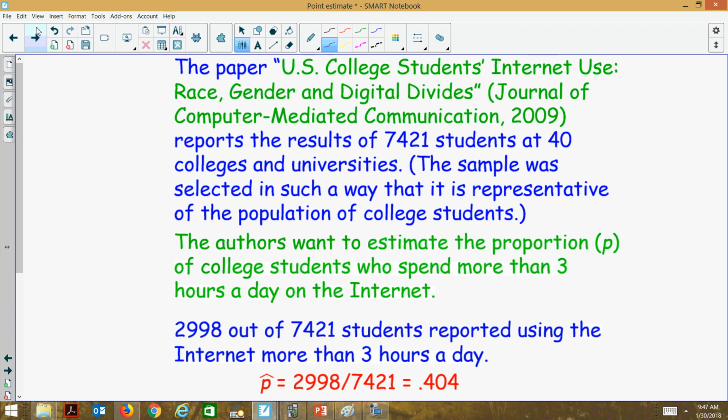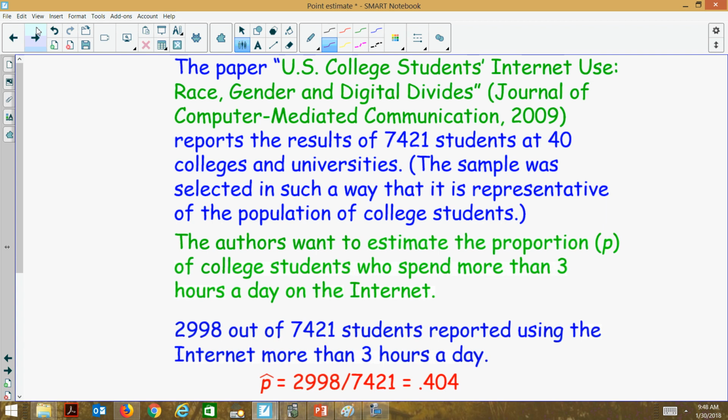Let's go through an example. The paper U.S. College Students' Internet Use, Race, Gender, and Digital Divides reports the results of 7,421 students at 40 colleges and universities. The sample was selected in such a way that it is representative of the population of college students. So, that sample is large and that sample is random. The authors want to estimate the proportion of college students who spend more than 3 hours a day on the internet.